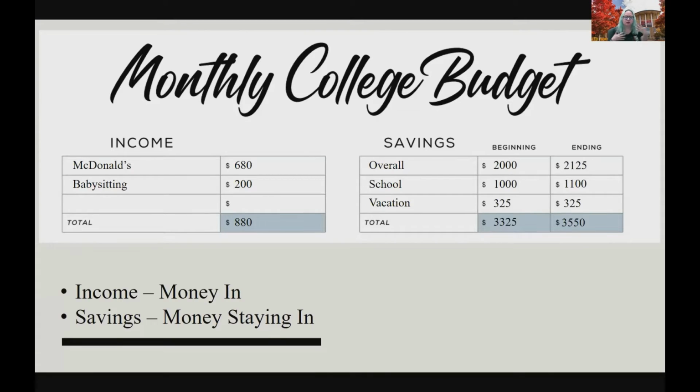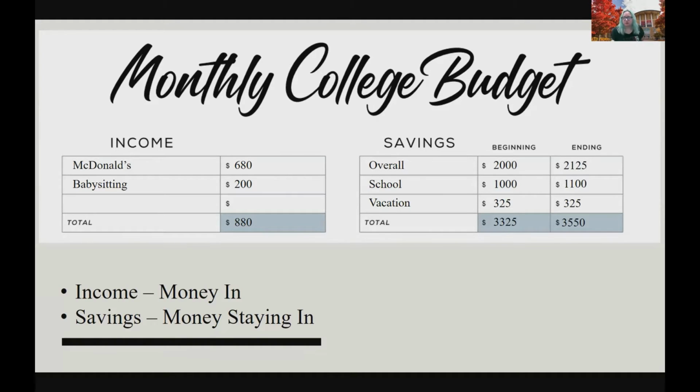So this is just like an overall college budget that I made. I don't know if it applies to everyone, but hopefully it applies to you in some way or another. So to begin with, we need to talk about the difference between income and savings. Income is on the left, as you can see. For this person, their income comes from McDonald's and from babysitting. So this is maybe about how much you'll get every 2 weeks or maybe even a month, depending on how often you get paid, stuff like that.